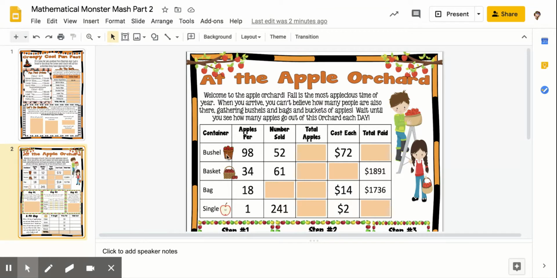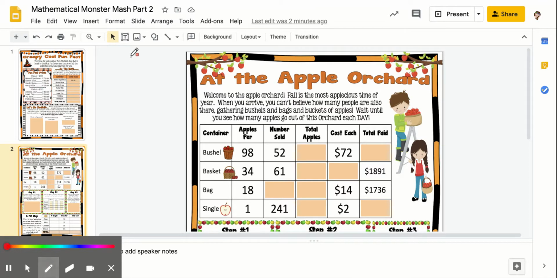So in a bushel, this is going to be kind of like what we did yesterday, where we had blank spaces based on other information is what we filled out, right? So for a bushel, you've got the number of apples per bushel and the number of bushels sold, right? So you would have to multiply 98 times 52 to get my total number of apples.